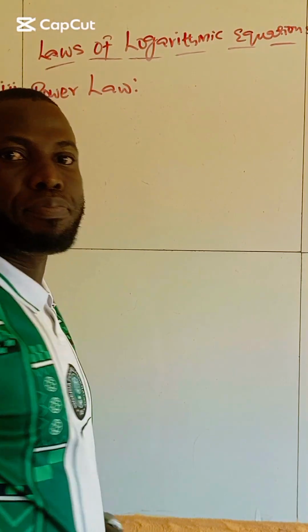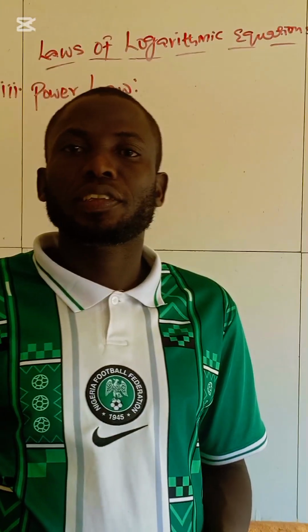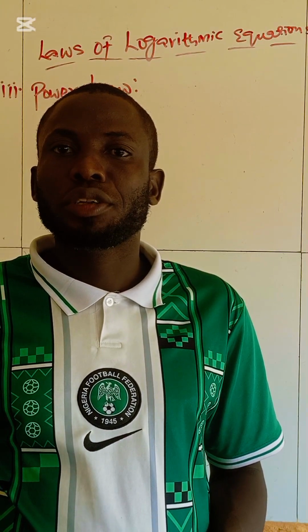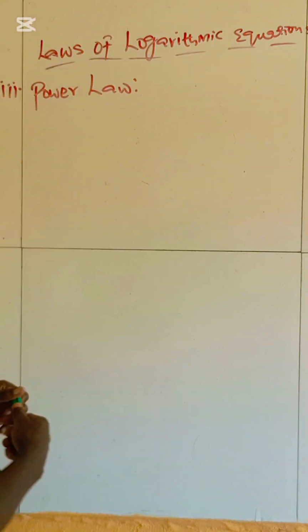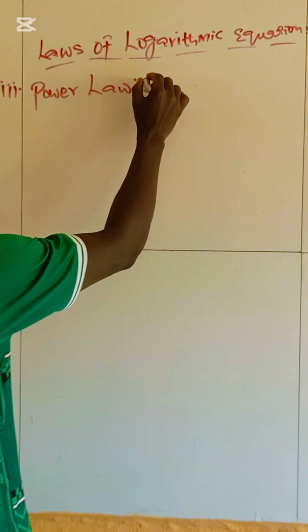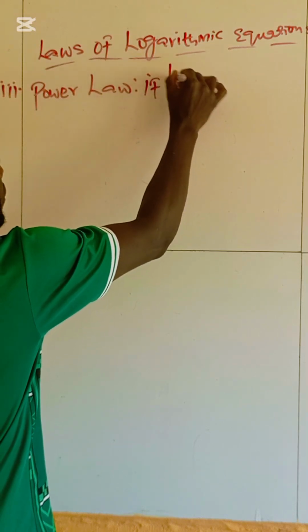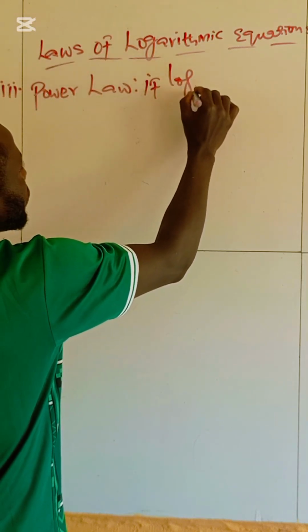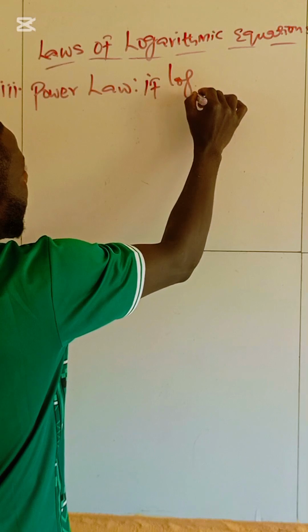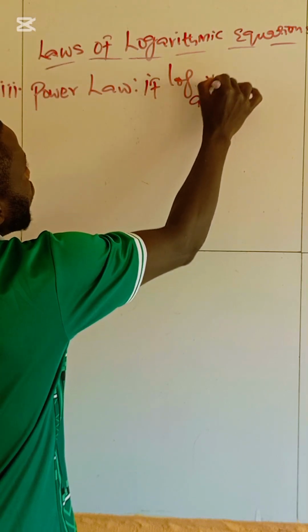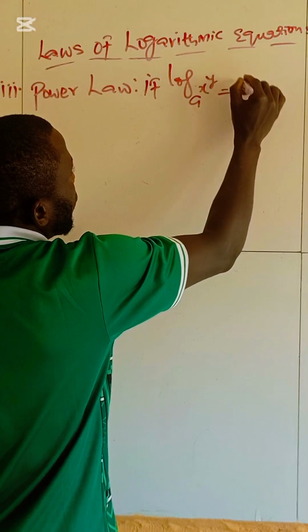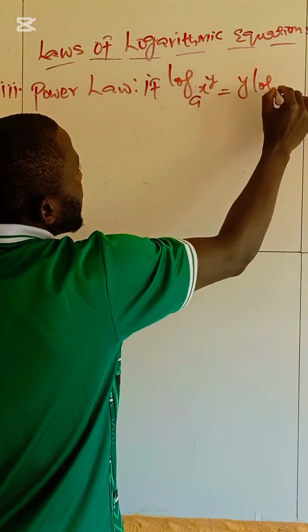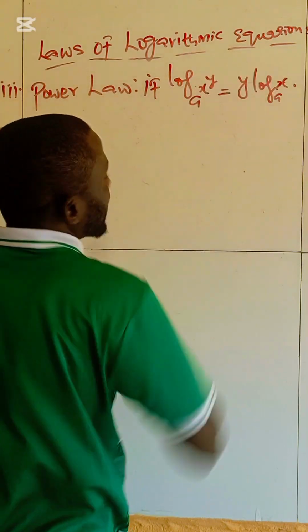All right, we continue with our series on logarithmic equations. We've discussed the multiplication law and the subtraction law. Now we're moving to the power law. The power law states that log to base a of x to the power of y equals y log to base a of x.